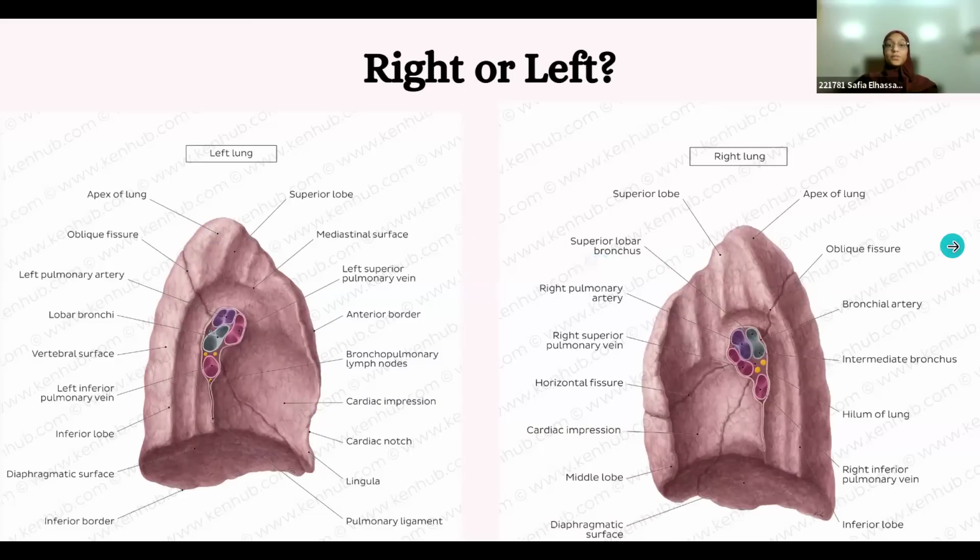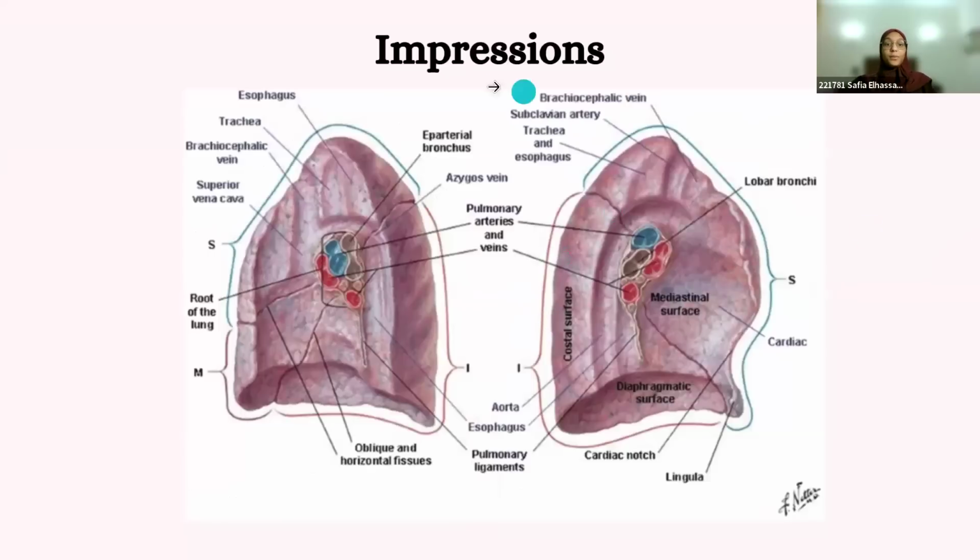Another thing that's extremely important is you have to know the impressions of the vessels and the heart on the lungs. So let's start with this lung. This is the right lung. And you can see the impression of the esophagus, the trachea, the brachiocephalic vein, and the superior vena cava. The superior vena cava is always located on the right, so you would see its impression on the right lung. This is in contrast to the left lung.